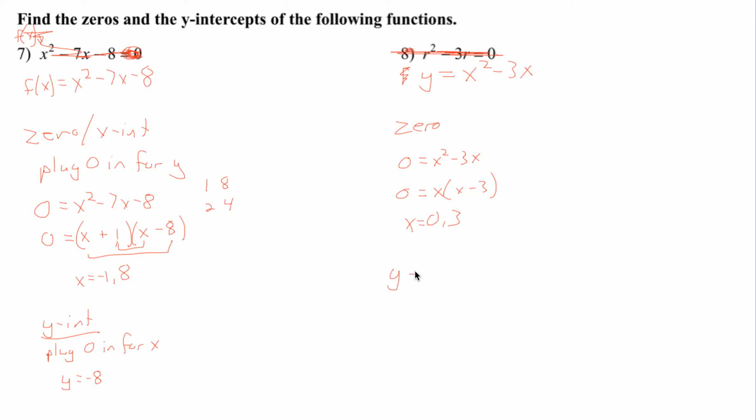The y-intercept. Oh, this is a good one to check. We're going to plug in 0 for x. We get 0 squared minus 3 times 0, which is just 0. So our y-intercept is 0. So that's how you do those.